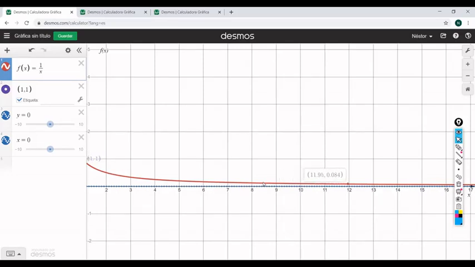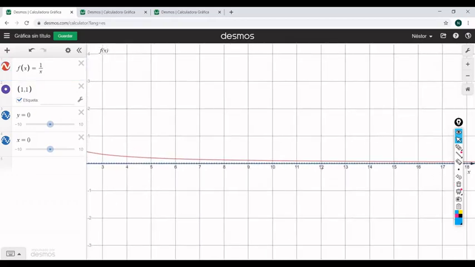Look, it's 0.08, 0.07, 0.06, etc. You can see, I think it's pretty straightforward, that as x approaches infinity, or as x grows bigger and bigger, the values of the function approach 0, right?